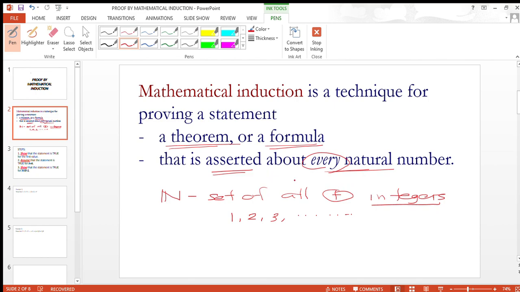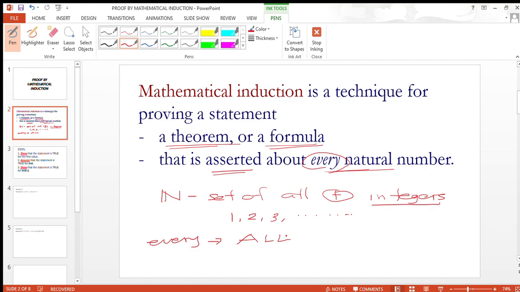Okay? And then when we say that this is true for every natural number, then the word every, as we have seen in the past discussion, is a quantifier that will now refer to all natural numbers. So for mathematical induction, the theorem or the formula that we will be given will involve the set of natural numbers. And the statement given must be true for all natural numbers. And how do we go about the proof?